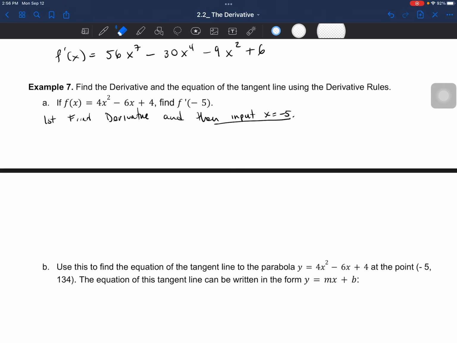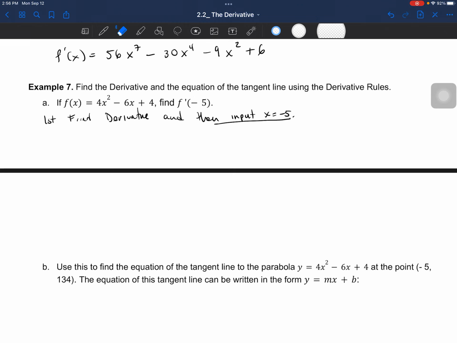All right, so let's try example number 7. In this example, we're asked to do two parts. We're going to find the derivative of the function at x equals -5, and then we're going to use that information to find the equation of the tangent line of the function at -5. So let's just begin from the first one, and then we'll go over the second part.